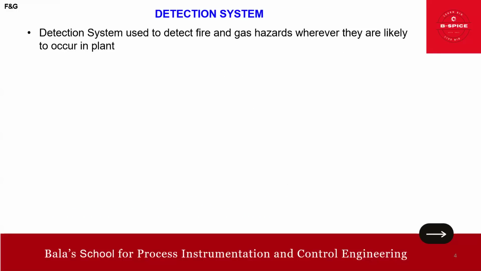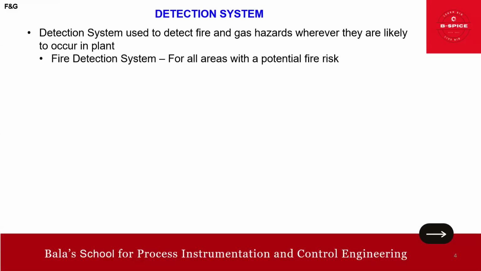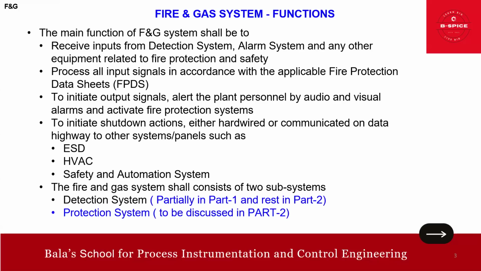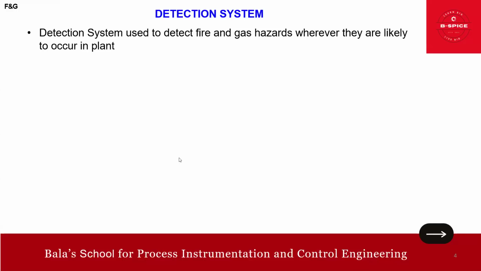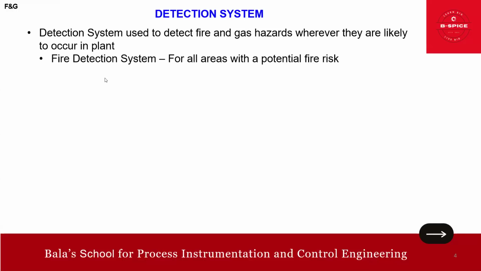Now, detection system. The detection system is used to protect against fire. What I want to say is, I'll just touch upon a bit on the detection system, then I go into the individual items. The detection system is used to detect fire and hazards wherever they are likely to occur. So, fire detection system. This is for all areas with a potential fire risk.